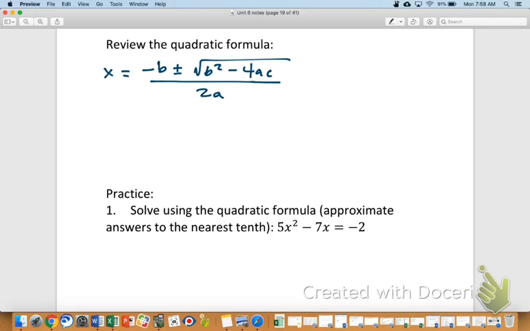Make sense? Now the question is, where on earth do these things come from? The B, the A, and the C. From a quadratic equation. And what would that quadratic equation look like? ax squared plus bx plus c equals 0.